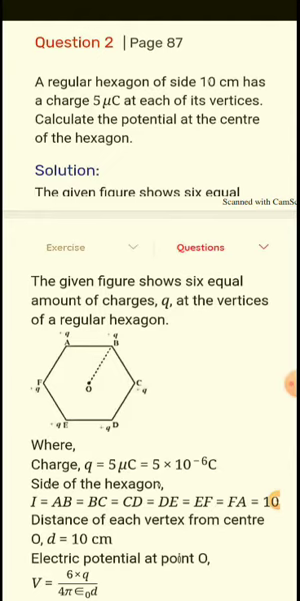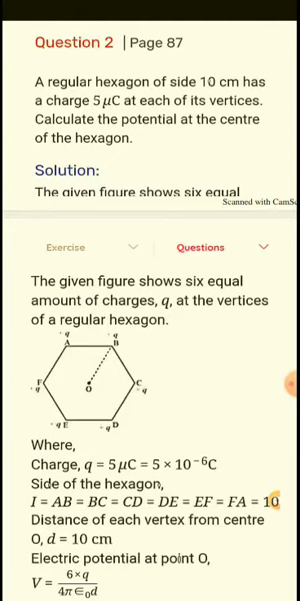See the diagram. The given charge Q is equal to 5 microcoulomb. Microcoulomb can be converted into coulomb as 5 into 10 to the power of minus 6. The sides of the hexagon, AB, BC, CD, DE, EF and FA, will be 10 centimeter. The distance of each vertex from the center O will also be D equal to 10 centimeter.